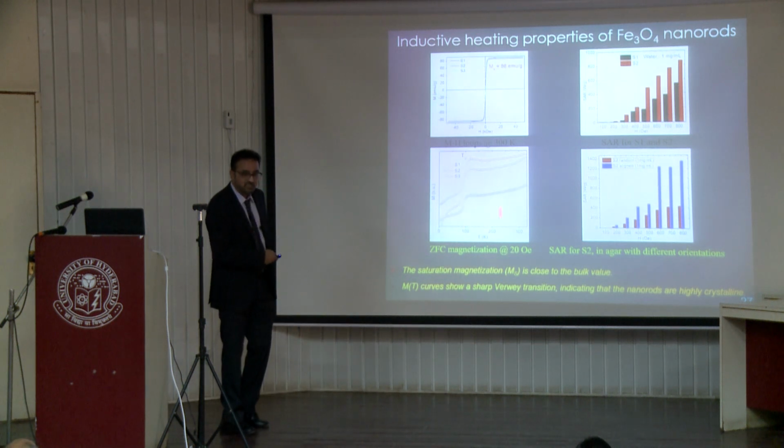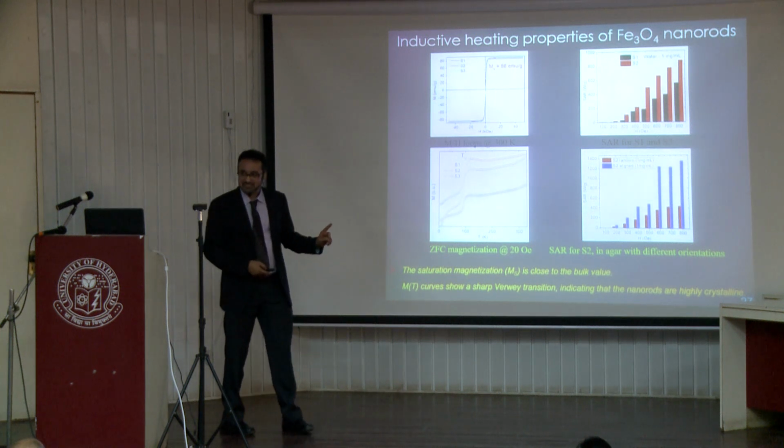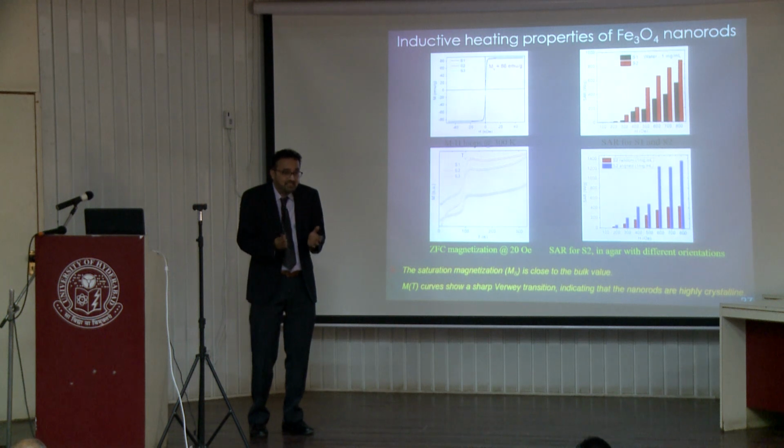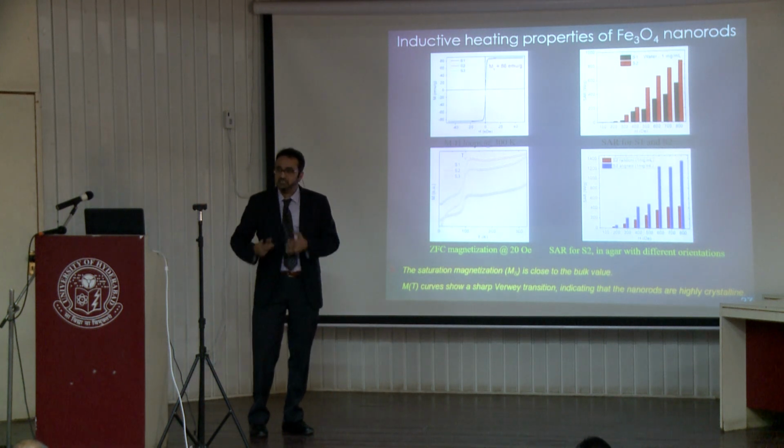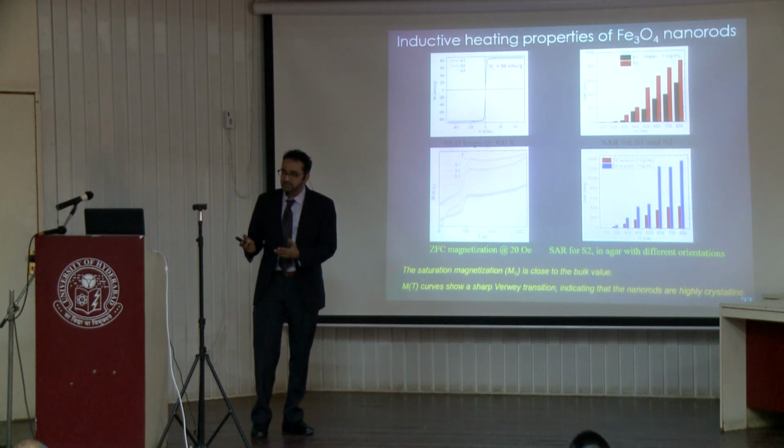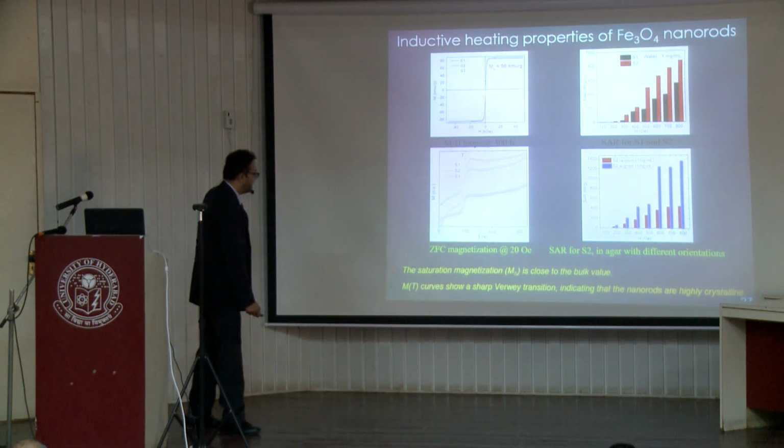So this is the Verwey transition, the signature of that in susceptibility. A very sharp transition for these nanorods. Again, if you make highly single crystalline nanoparticles, you can see the Verwey transition, and you can use that as a quality check for the high crystallinity.